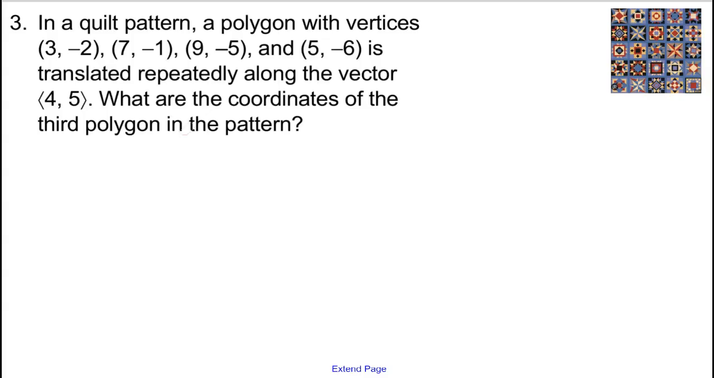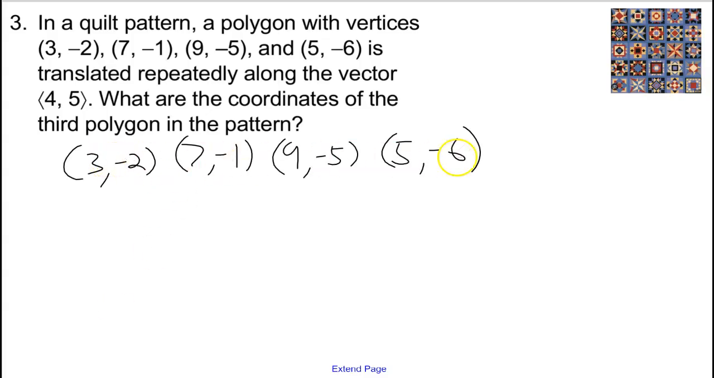Okay, so what they want to know is what are the coordinates of the pattern on the third polygon in the pattern. So this is the first one, right? They want to know the third one. After you translated 4 and 5, then translate it again 4 and 5, what is the coordinates? So we're going to work through this piece by piece, step by step. So first thing I'm going to do is I'm going to rewrite all the coordinates. (3, -2), (7, -1), (9, -5), (5, -6).